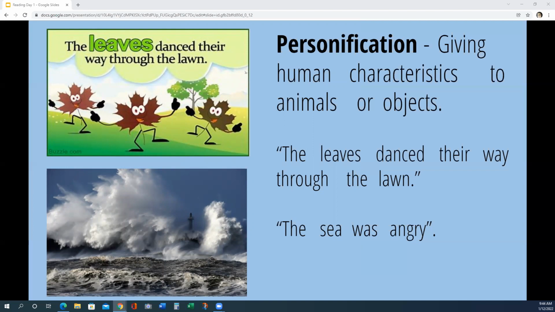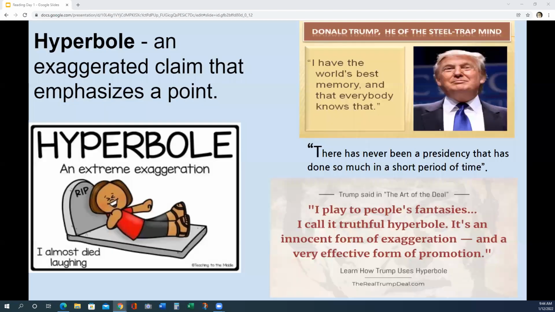Another one is the sea was angry. Well, does the sea actually have emotions such as anger? No, that's a human emotion. The sea doesn't have emotions, but we use that to describe what the sea looked like. If you've ever been out in the ocean and it starts getting rough, yes, it can look very angry. That just means that the water is very rough. Maybe the waves are getting high and they're crashing. So that's another example of personification. And you'll see those a lot in creative writing.